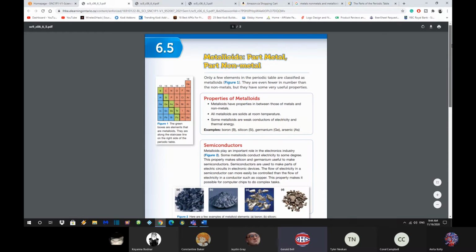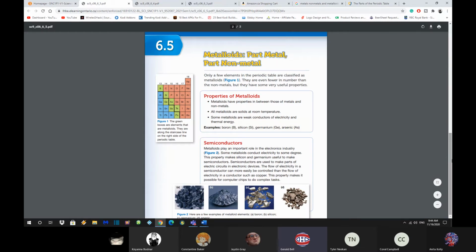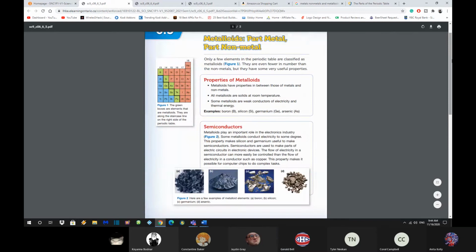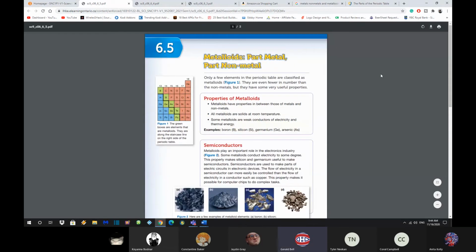So this is a much shorter section, being that there's not as many metalloids out there. So metalloids, part metal and part non-metal. Only a few elements in the periodic table are classified as metalloids. There are even fewer in number than the nonmetals, but some have very useful properties.